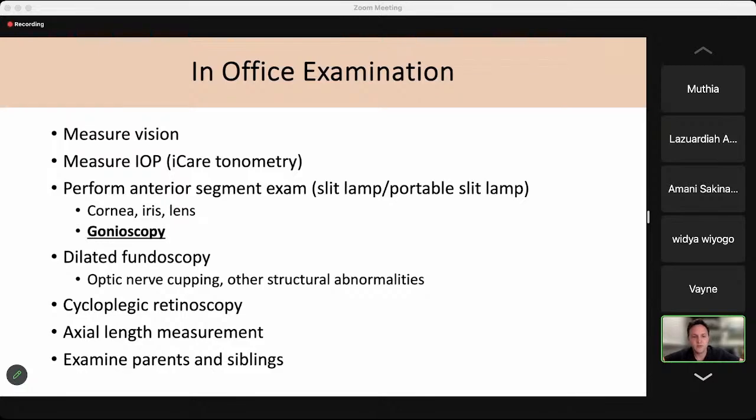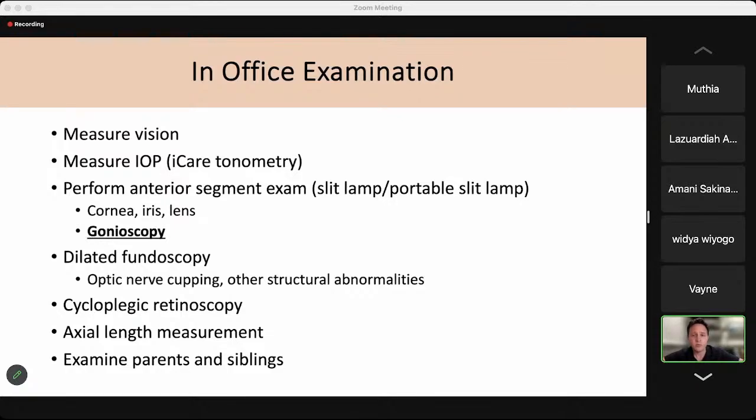Gonioscopy is probably only realistically possible in the office setting in older children, but it's a really important part of congenital or childhood glaucoma workup. So it needs to be performed at some point, and if you're not able to do it in the office, then really it needs to be done under anesthetic.